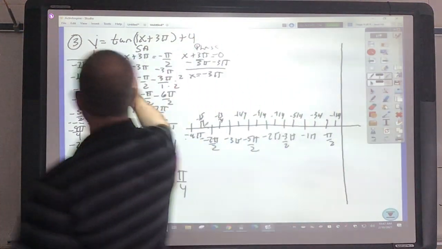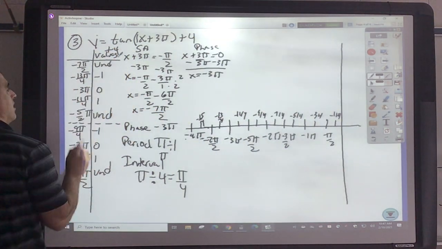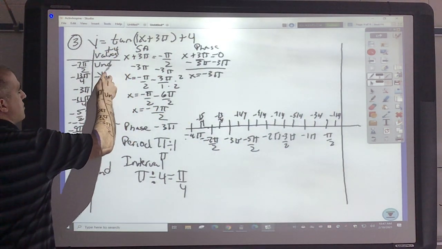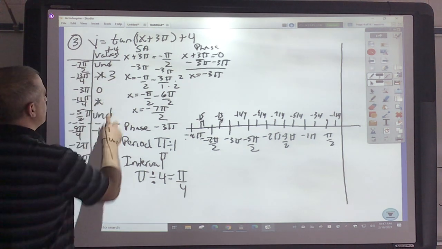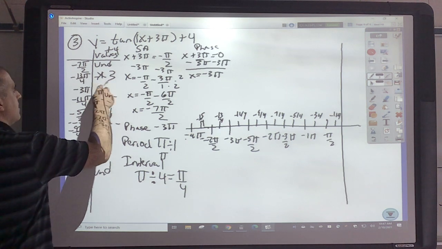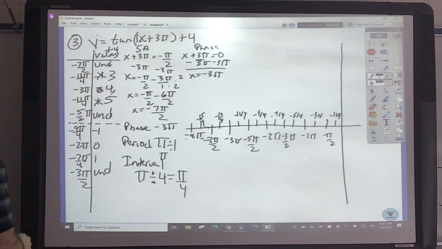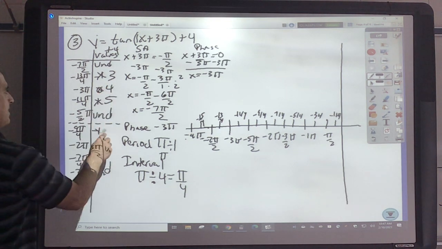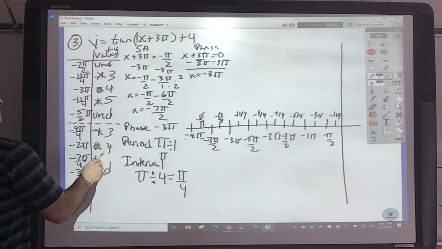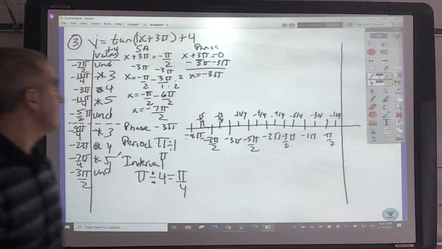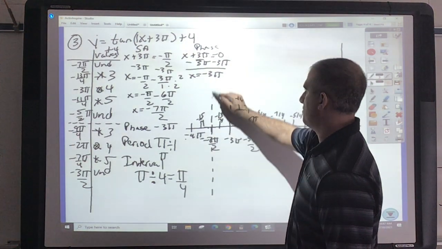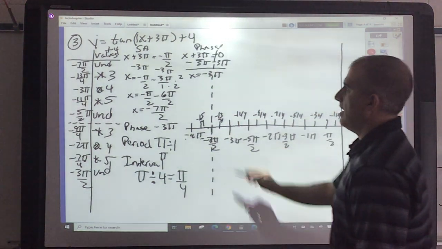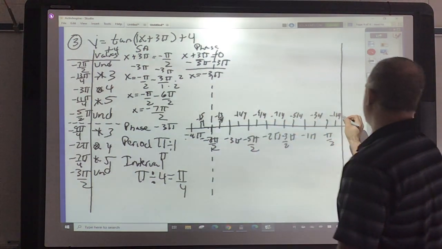Now, what's going to happen with the values? I'm going plus 4 on the values. So this would be 3, 4, 5. I'm sorry, 3, 4, 5, making that 3, 4, and 5. So now, at -7 over 2, I'm at undefined, so I'm going to put that vertical asymptote there. At -3/4, I'm at 3.